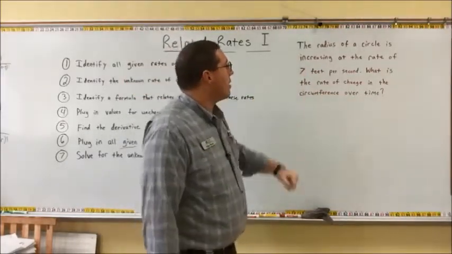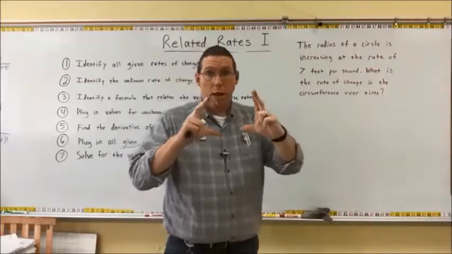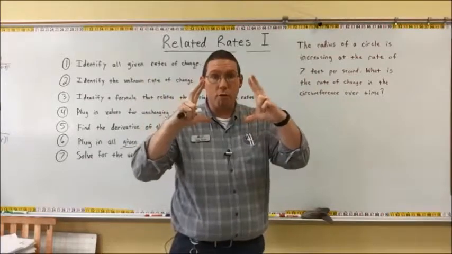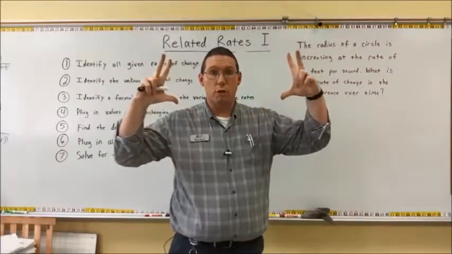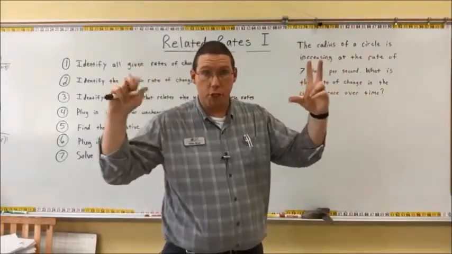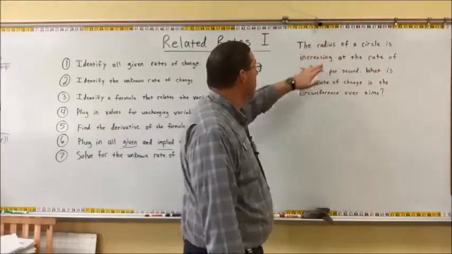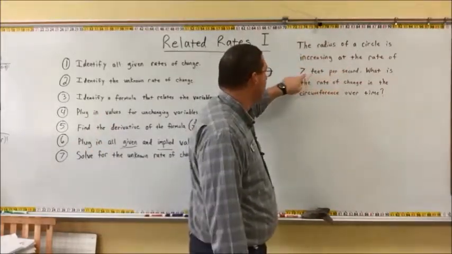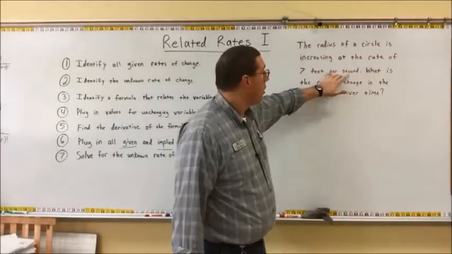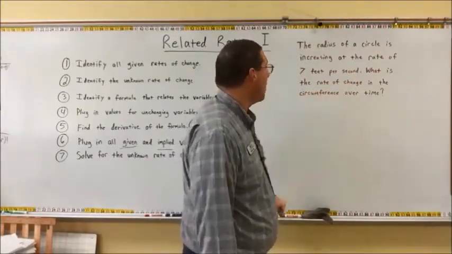The radius of a circle is increasing. So the radius is getting larger and larger, which means the circle must be getting larger too. The size of the circle is changing because the size of the radius is changing. The radius of a circle is increasing at the rate of 7 feet per second. There's a rate of change. We got a per. What is the rate of change in the circumference over time?